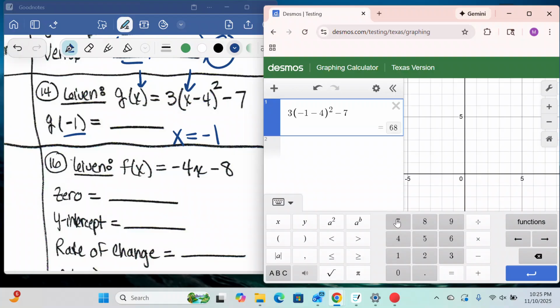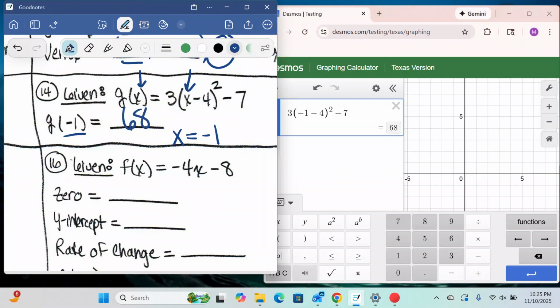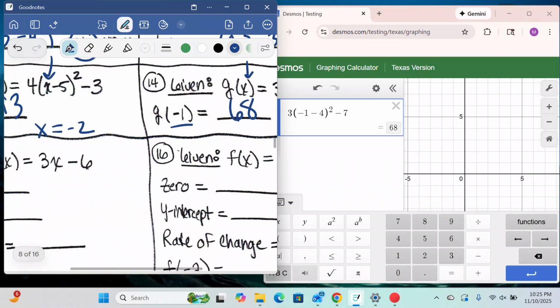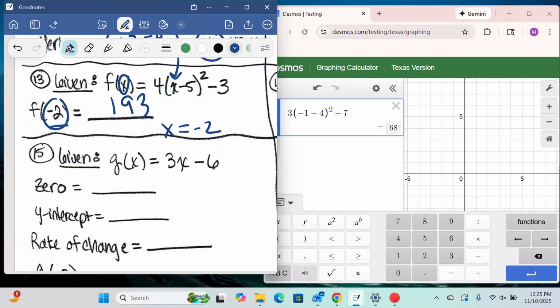And the answer is 68. So the function g of -1 is 68. And that is your answer. It's just evaluating the function. There's no need for you to input this equation because it is just plain and simple. Evaluate what the value of g of -1 is. So we're going to move right along to number 15.